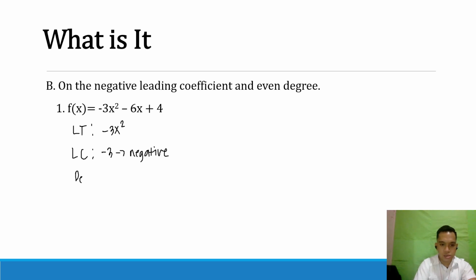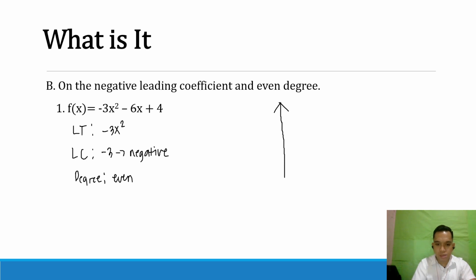And the degree here is even. Okay, negative even. So the end behavior here is it falls to the left and falls to the right. So iisa lang yung ating turning point dito. Kasi 2 lang naman yung ating degree. So the graph looks like this.